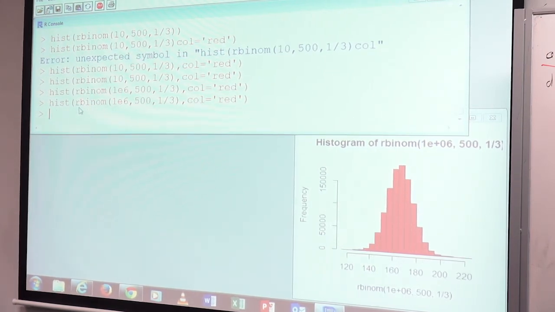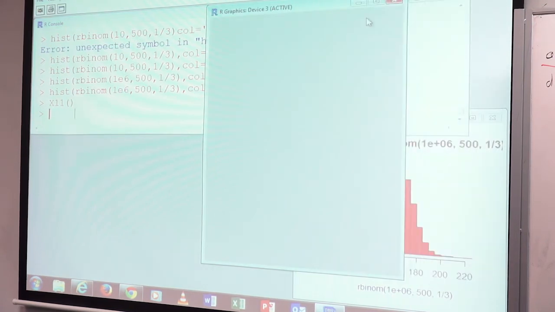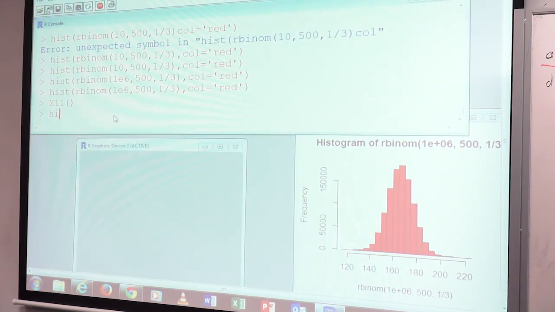What I'm going to do now is open a new curve, which I think I go x11 to open a new curve. Yeah, there you go. Let me just type this.